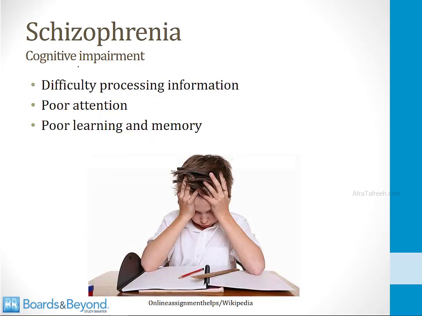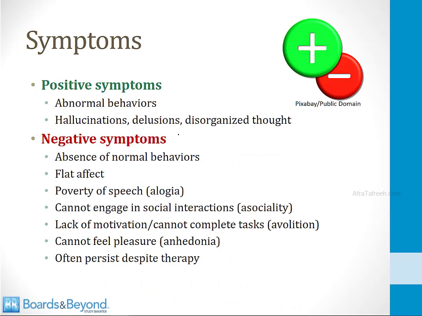In addition to psychosis, the second element of schizophrenia is cognitive impairment. Patients with schizophrenia have trouble processing information, they have difficulty paying attention, and in general, they have poor learning and memory compared with normal. And then the final element of schizophrenia are negative symptoms. So let's talk about what that means now.